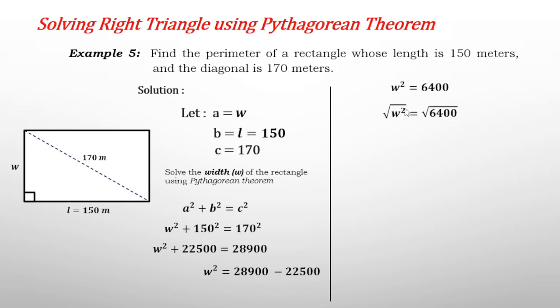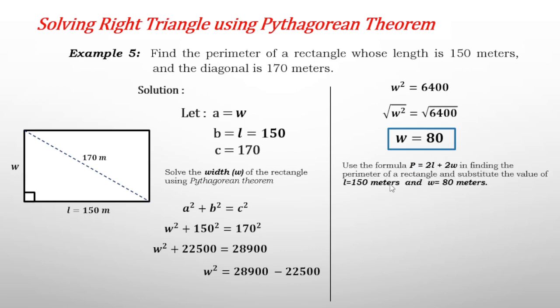So in order for us to isolate now the w, or by omitting now the square of the w, we need to extract the square root of both sides of the equation. So it becomes the square root of w squared is equal to the square root of 6,400. Simplifying further, the square root of w squared is equal to w, and the square root of 6,400 is equal to 80. Then we can say the width of the rectangle measures 80 meters.